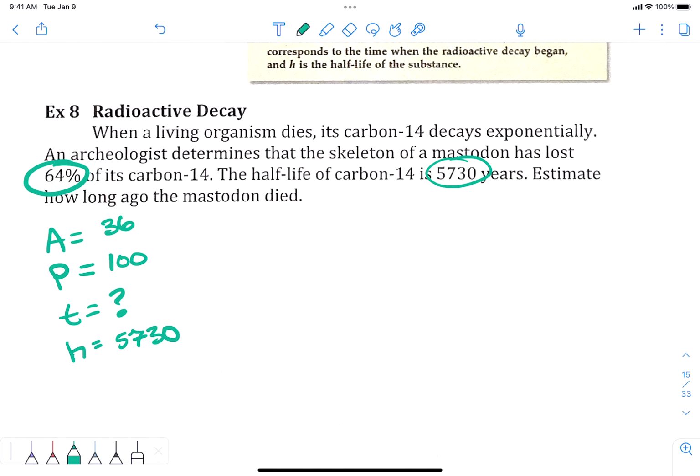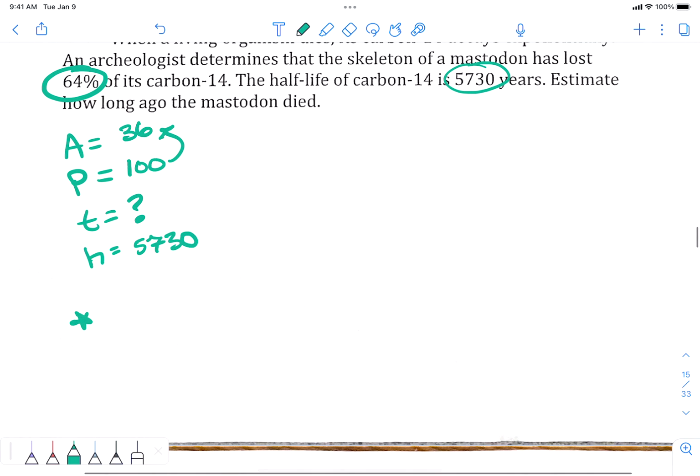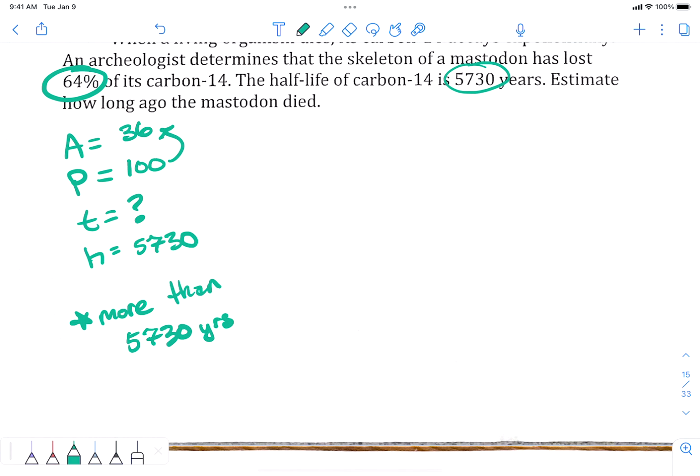Now here's my question to you. Have we split in half? 100 is now becoming 36. Yes, we've more than split in half. So how many years has elapsed? More than 5,730 years, right? We know because it's already split in half once, so we know it's more than 5,730 years.